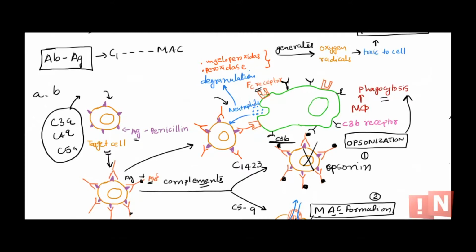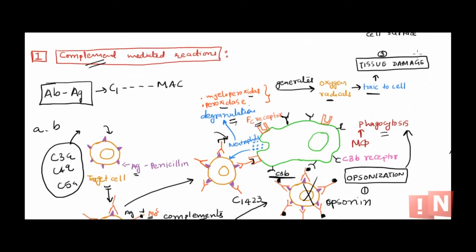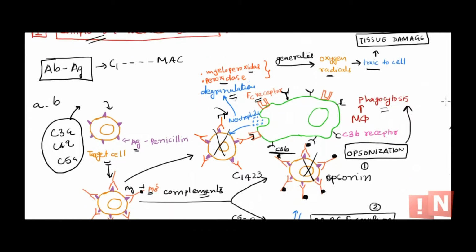So this can recognize the Fc portion of bound antibody on the antigen, and this binding will result in degranulation of the neutrophils. Once they degranulate, they release substances like peroxidase and myeloperoxidase that can generate oxygen radicals, which are toxic to the cell, causing tissue damage. Again, it is going to kill the cell. So this is what happens once the complement is activated.